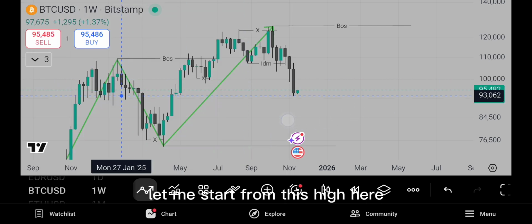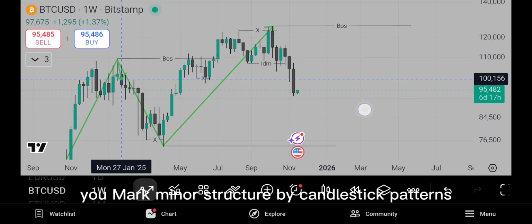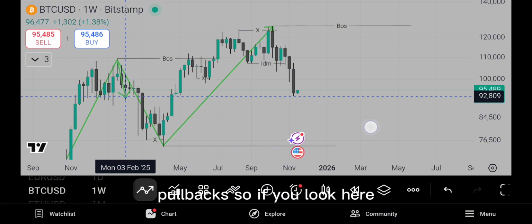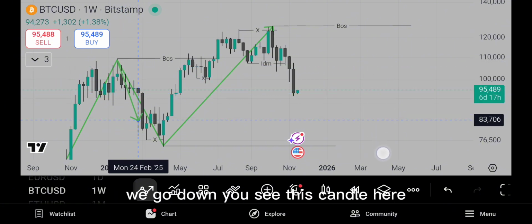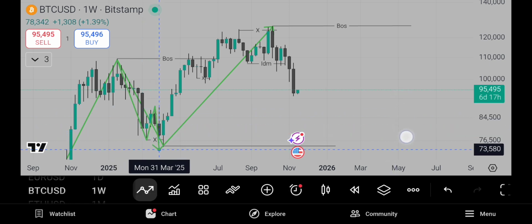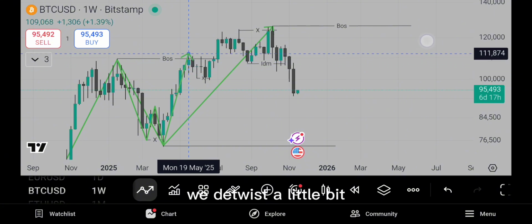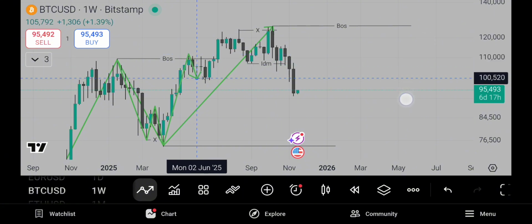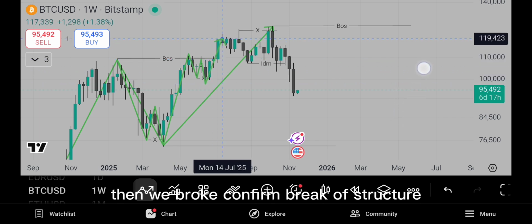let me start from this high here. Minor structure, you mark minor structure by candlestick patterns and pullbacks. So if you look here, we don't have any significant pullback. We go down, you see this candle here, this candle's high, so this sweep, then we go up all the way to sweeping the high. We retraced a little bit, then we broke, confirmed break of structure.